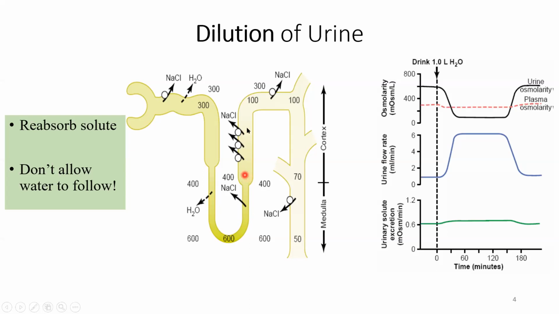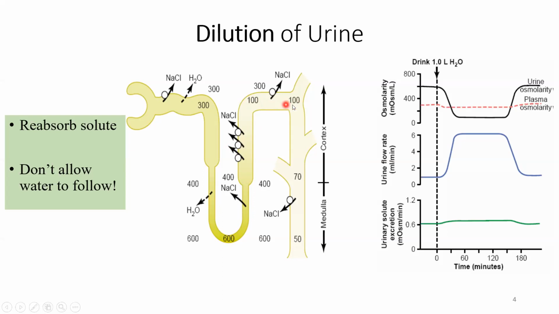So coming to the thick ascending limb, again, as I said, you will pump out the salt, but the water cannot follow because of the anatomy of the epithelium of the segment. So you can imagine now that the 600 became 100. Osmolarity became so diluted because you did not allow water to go out.